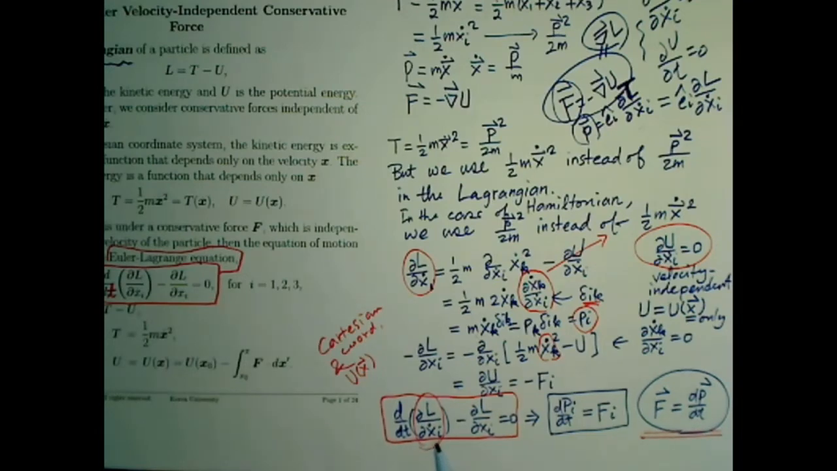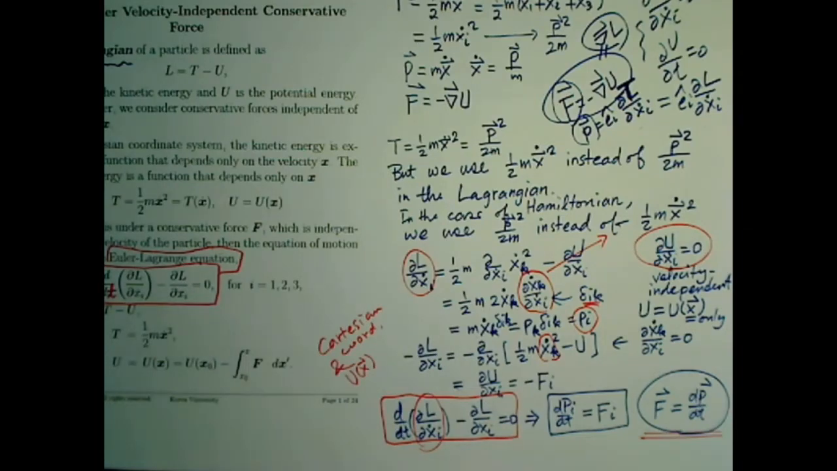This is momentum. Momentum is the x-dot derivative, the partial derivative of the Lagrangian. And this one is a force. Force is minus a gradient of potential energy. This is possible if we define the Lagrangian to be the kinetic energy subtracted by the potential energy.